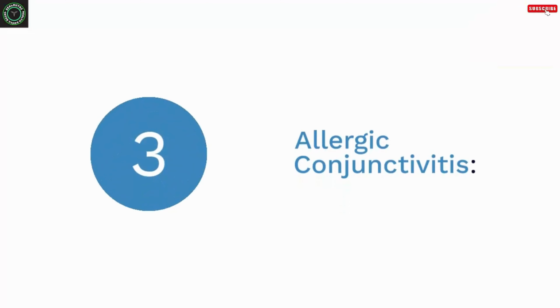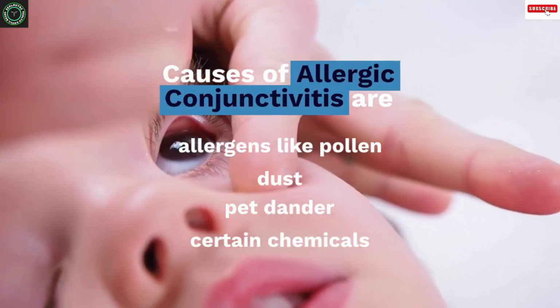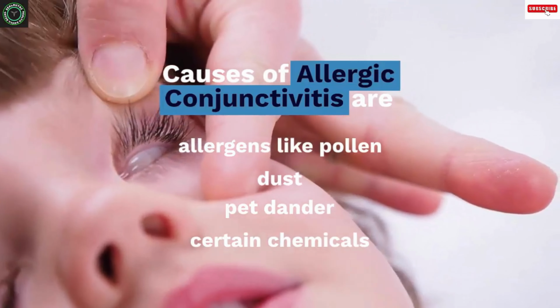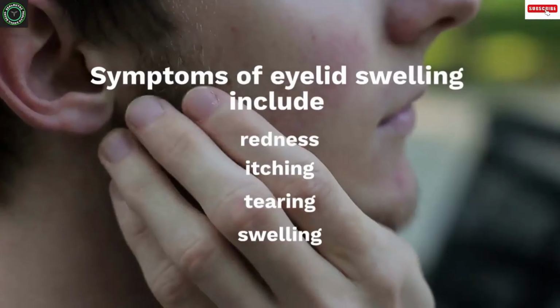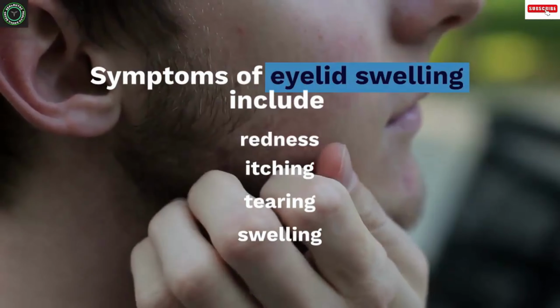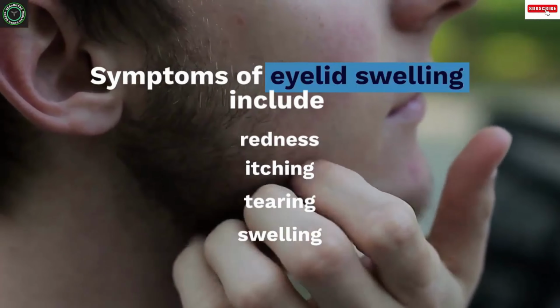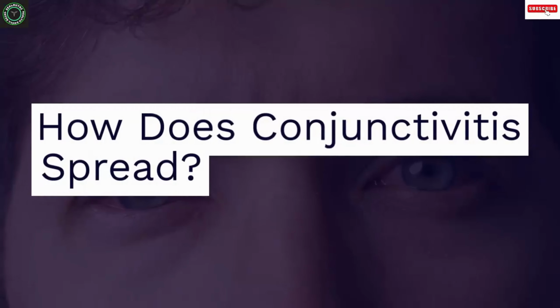3. Allergic conjunctivitis. Causes. Allergic conjunctivitis results from exposure to allergens like pollen, dust, pet dander, or certain chemicals. Symptoms. Symptoms include redness, itching, tearing, and swelling of the eyelids. It is not contagious. How does conjunctivitis spread?